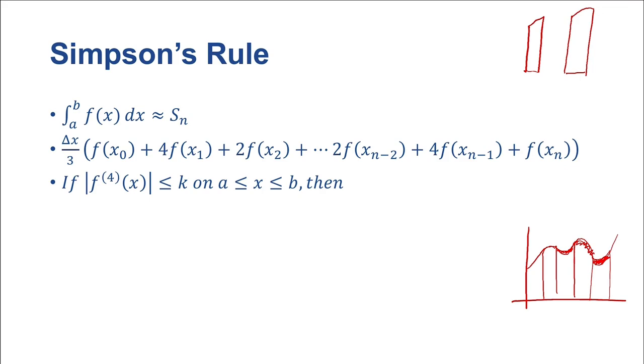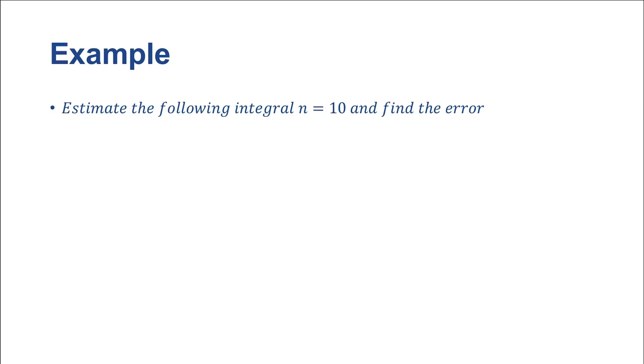And then our error bound goes as follows. If the absolute value of the fourth derivative of x is less than or equal to k on a less than x less than b, then the error of the Simpson sum is less than or equal to k times (b minus a) cubed over 180 n to the fourth. All right, so let's estimate the following integral with n equals 10, and we'll find the error as well.